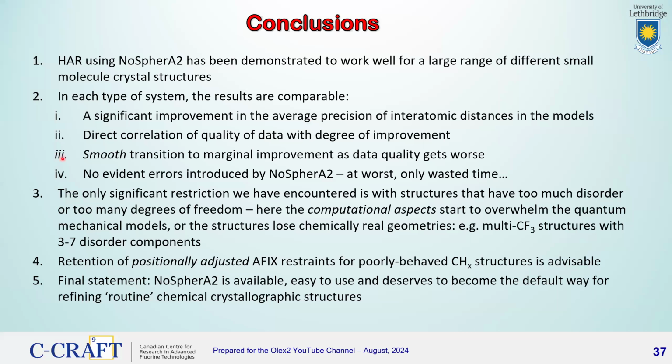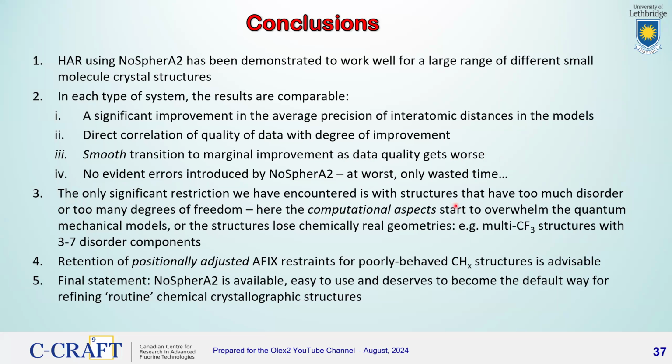Good quality of data leads to superb improvement in precision of structure. There's this smooth transition to marginal improvement as the data quality gets worse, which is the mark of a robust theoretical model that works well and doesn't cause you any worries, and no evident errors introduced by NoSpherA2 if you apply it in a reasonably conscientious manner. At the worst, by trying it, you've only wasted some time, and you might go back to the independent atom model after all.